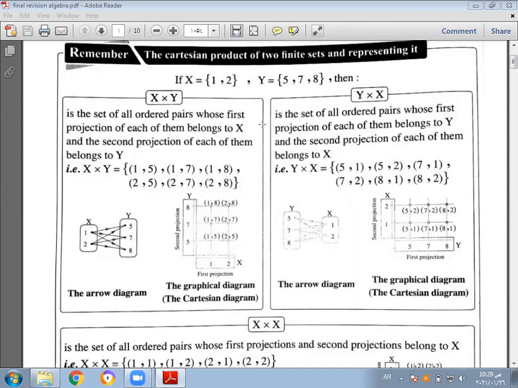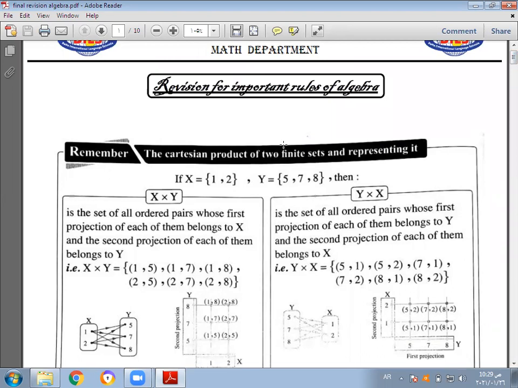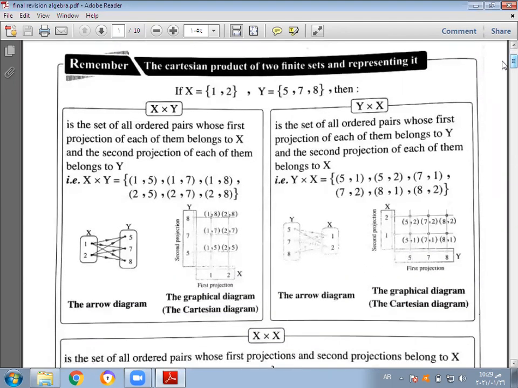معاكم مستر أسامة العوضي. النهاردة إن شاء الله معانا فاينل ريفيجن على الجبرا تالتة إعدادي إن شاء الله الترم الأول. بإذن الله مع بعض هناخد المين بوينتس كده اللي في الجبرا في تالتة إعدادي في الترم الأول. ونبدأ مع بعض طبعا يا شباب في أول ليسون درسناه مع بعض اللي هو الكارتيزيان برودكت.